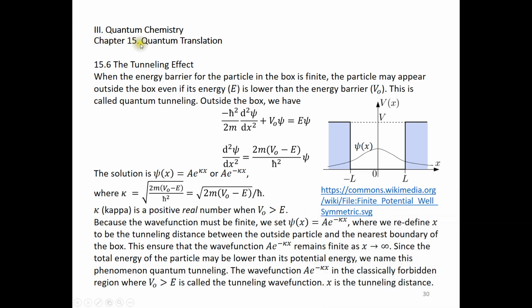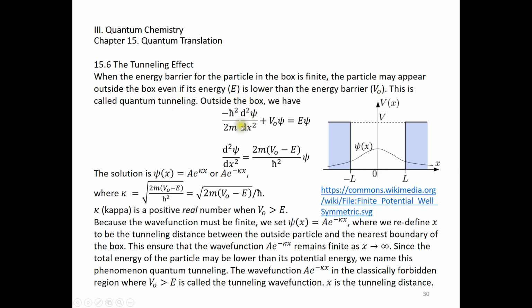Chapter 15, Quantum Translation, Section 15.6, The Tunneling Effect. When the energy barrier for the particle in the box is finite, the particle may appear outside the box, even if its energy is lower than the energy barrier, denoted by V0. V0 is a constant. This is called quantum tunneling.